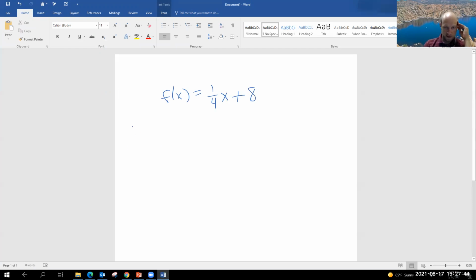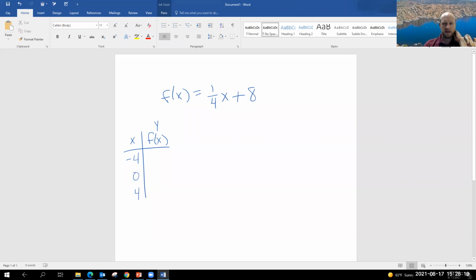Okay, and what we can do here is we have input values. We pick a bunch of x values and we get an f of x value or a y value. You might remember this from algebra, but you can pick any x values you want. In this case, because we have a fraction and our denominator is 4, I'm going to pick multiples of 4. So maybe -4. Let's do 0 and 4.